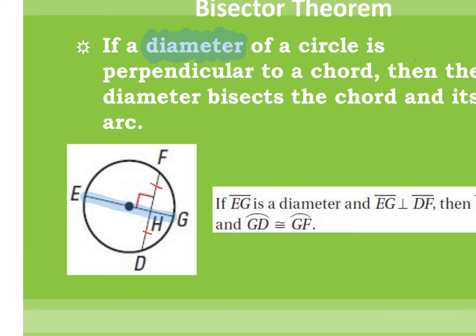Also, the arc FD is bisected by the diameter. So the arc FG, this arc, is also going to be the same length as what? GD, okay? Now, don't get confused though. That blue line must be a diameter or a radius. You guys cool with that? It cannot be another chord. Do you guys get that?